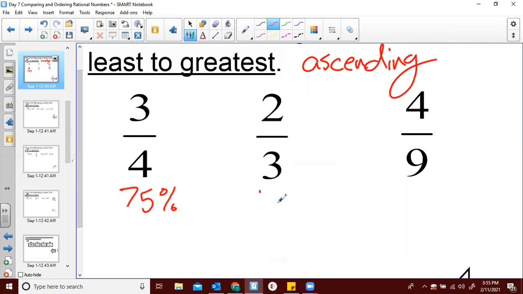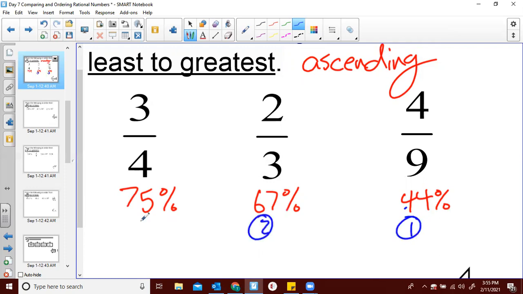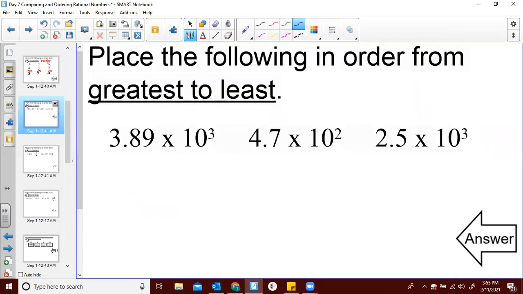2/3 is going to be 67% after we round. And 4/9, I believe, is right, it's going to be 44% after we round to the nearest percent. And we're looking for the least. You guys are pretty good about this. 44 is smaller than 67 and 75. Good. 67 is our next largest, and 75 is going to be our greatest number. All right, greatest to least, again, just to remind you, this is descending.